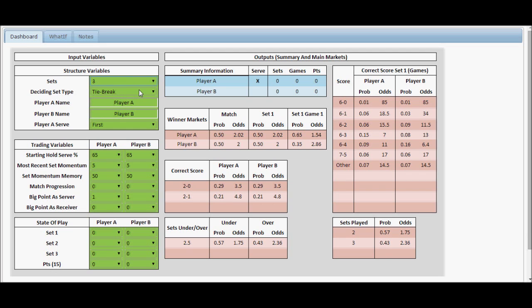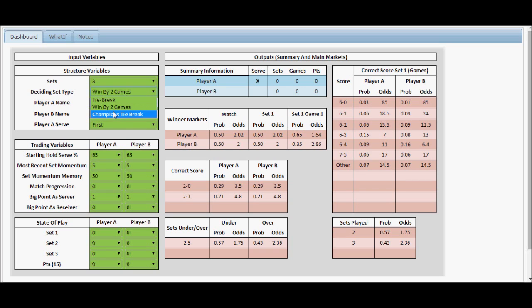You can also decide how the third set is played, how it ends. So in a lot of tournaments it's just a tie break like the other two sets, so you would pick tie break in this cell here. You can also pick win by 2 games. This is where they just keep playing indefinitely, like the long match at Wimbledon a couple of years ago. I think it went to 70-68 in the 5th set, so this model can deal with that pricing as well.